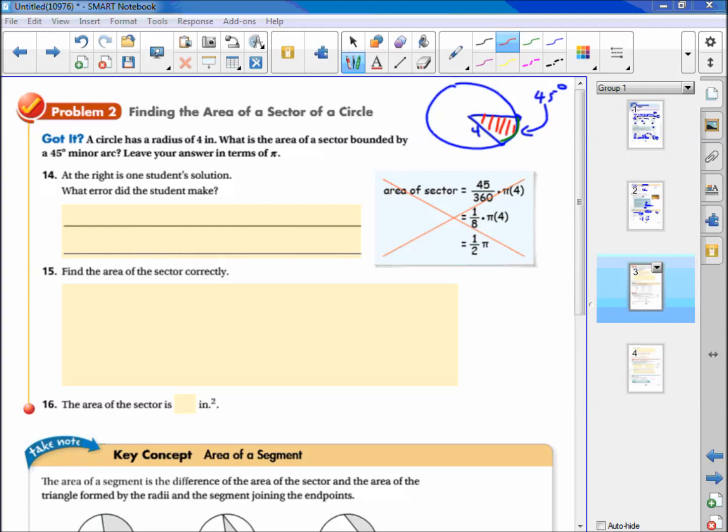All right, so at the right is one student solution. What error did the student make? Let's see. First, they found the part of the circle they wanted, which was perfect, 45 out of 360. And then we're supposed to multiply that by the area of the whole circle. But the problem is they found the area of the whole circle incorrectly. They forgot to square the radius. So the student did not square the radius.